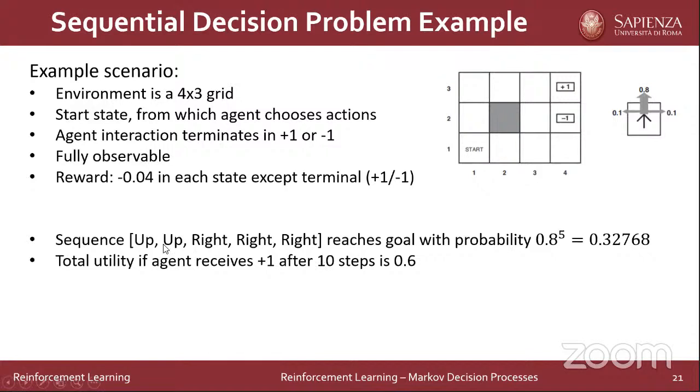So if the agent gets in this state, then the utility that the agent has, setting gamma to 1, if you do this in 10 steps, will be 0.6, because it will be 1 plus minus 0.04 multiplied by 10.